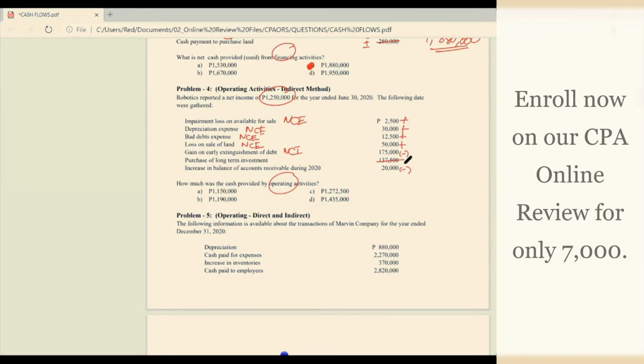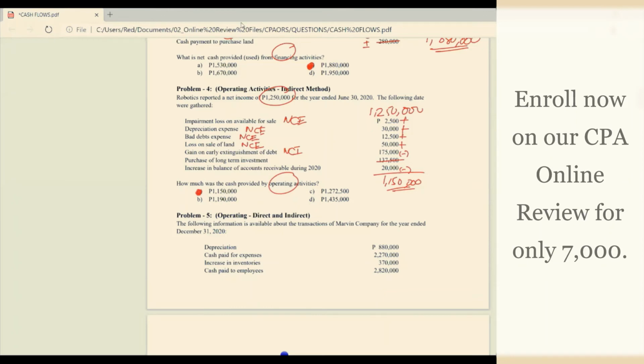Okay. So yan, pwede na tayo mag-compute. From net income na 1,250,000, add 2,500, add 30,000, add 12,500, add 50,000, deduct 175, deduct 20,000. So therefore, ang sagot natin is 1,150,000. So yan ang net cash provided by our operating activities. So ang sagot natin, alpha.